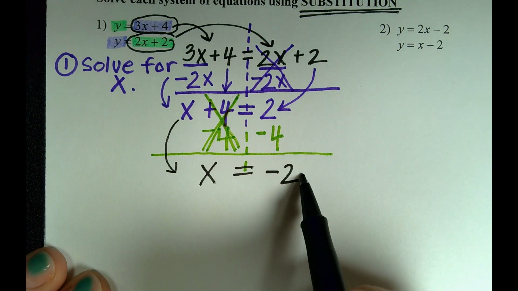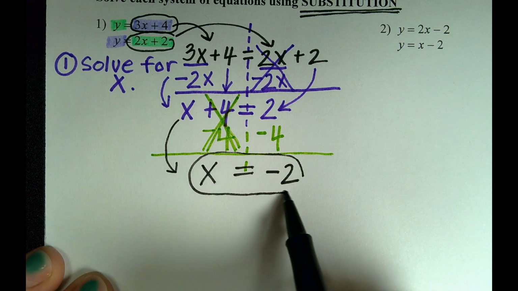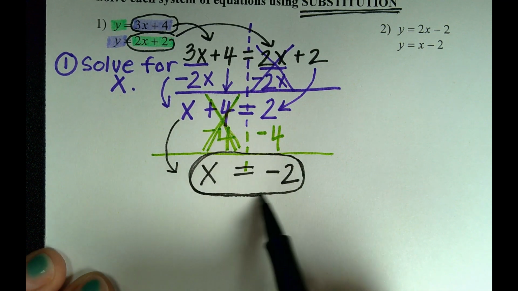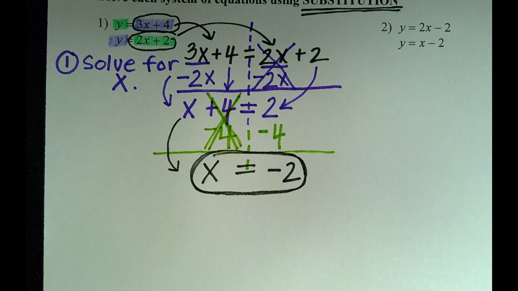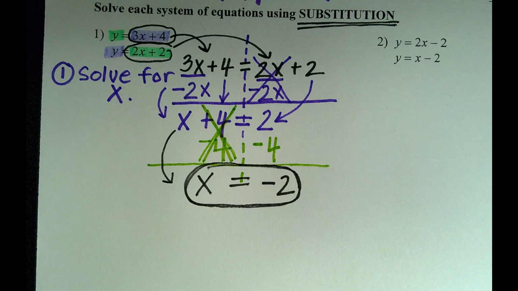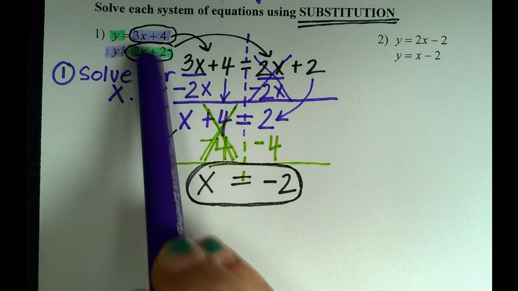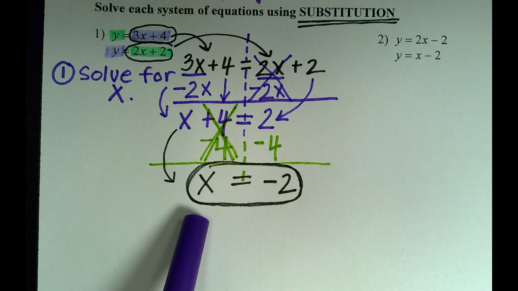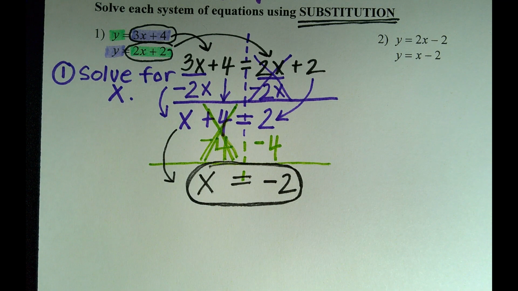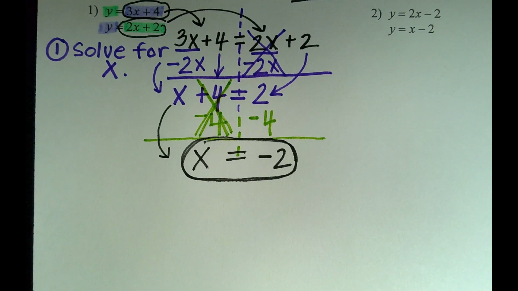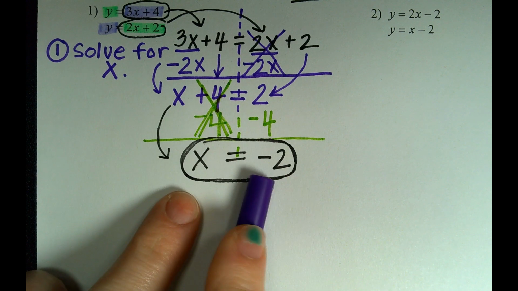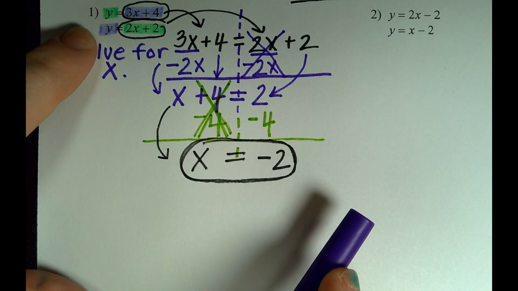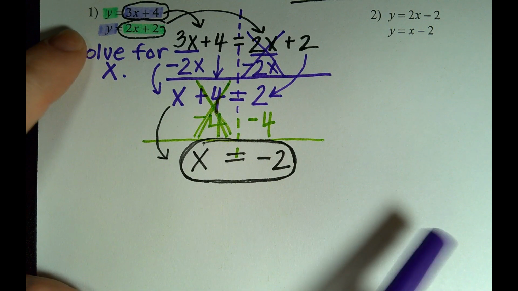Okay, so just like that, we've solved for x. x equals -2. Perfect. So far all we've done is set the right sides of the equations equal to each other. We solved for x. Now that we have solved for x, we still need to solve for y. So how do we do that?